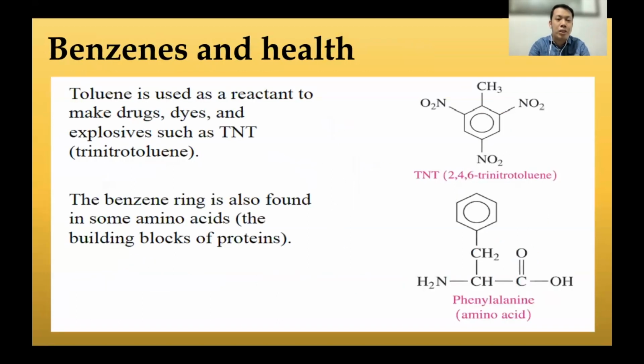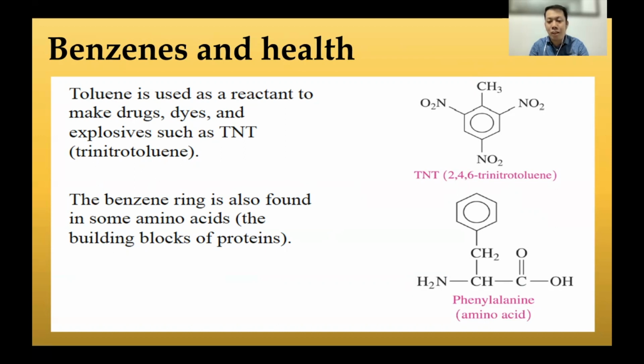So let us look into some applications of benzene when it comes to our daily lives. Toluene is used as a reactant to make drugs, dyes, and explosives such as TNT, known as trinitrotoluene. So that's the chemical formula for TNT. That is 2,4,6-trinitrotoluene. Okay, a benzene ring is also found in some amino acids, the building blocks of protein.